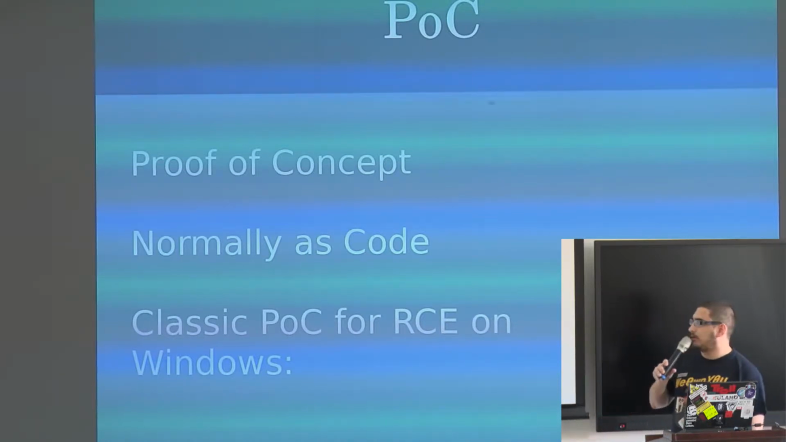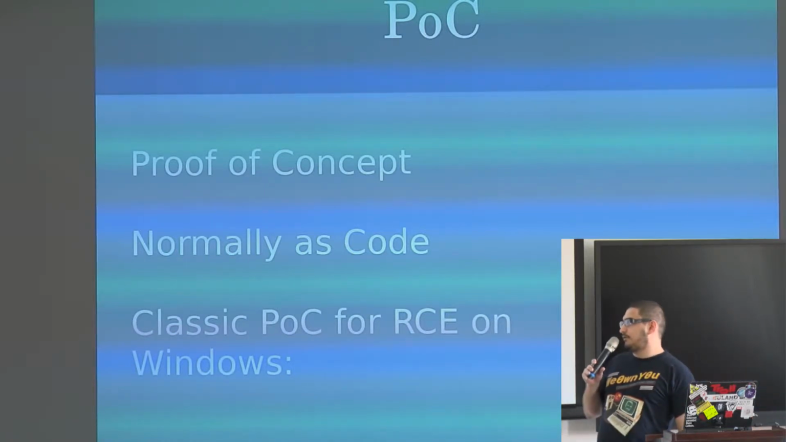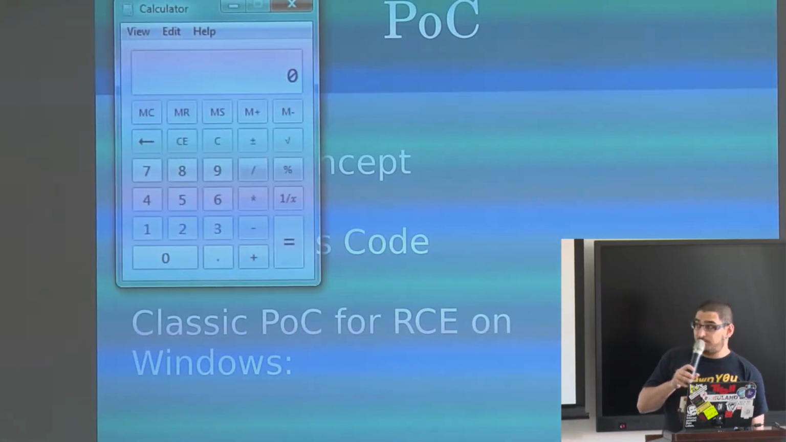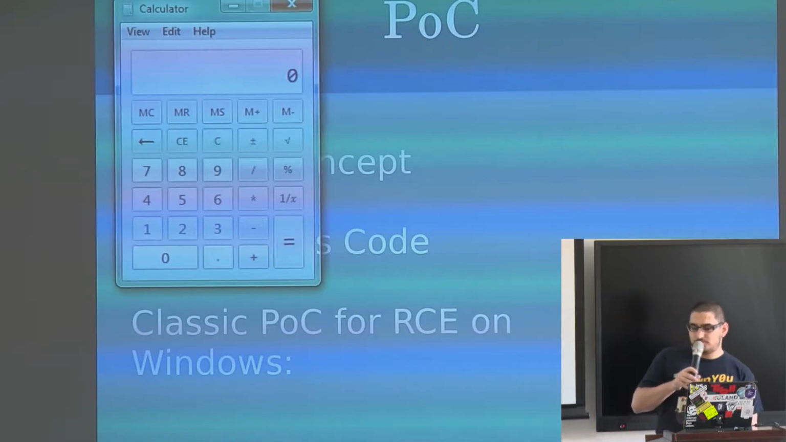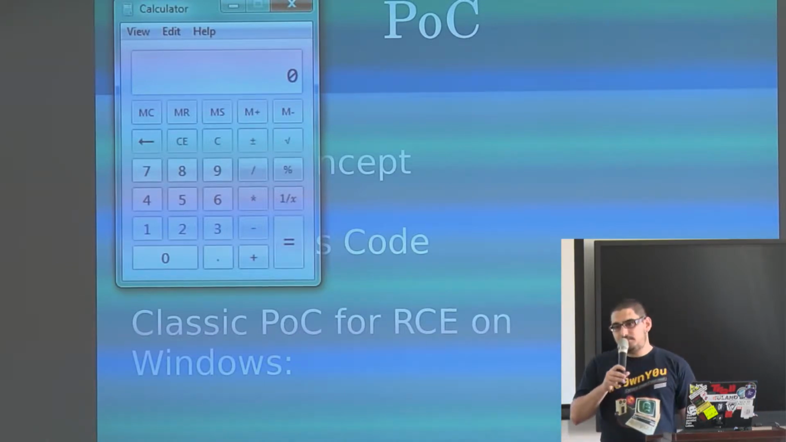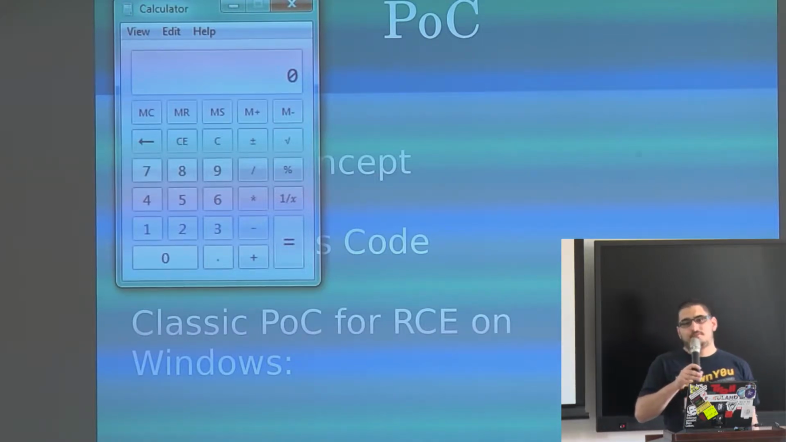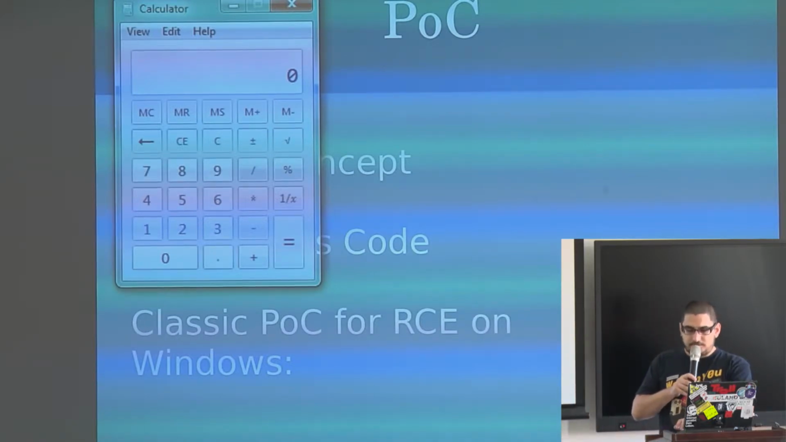There is one classic proof of concept for RCE on Windows: popping the calculator. So you have remote code execution on the Windows system, and then you just call calc.exe, and the calculator pops up, and then you can show the people, well, I got code execution. That's the proof of concept that you got code execution.